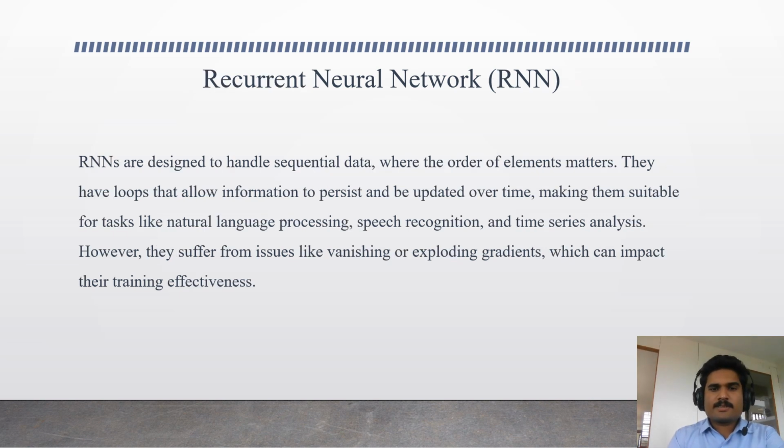The third one is recurrent neural networks, RNN. RNNs are designed to handle sequential data where the order of the elements matters. They have loops that allow information to persist and be updated over time, making them suitable for tasks like natural language processing, speech recognition, and time series analysis. However, they suffer from issues like vanishing or exploding gradients, which can impact their training effectiveness. This means RNNs are used for speech to text and text to speech.